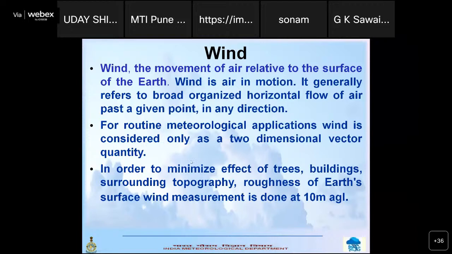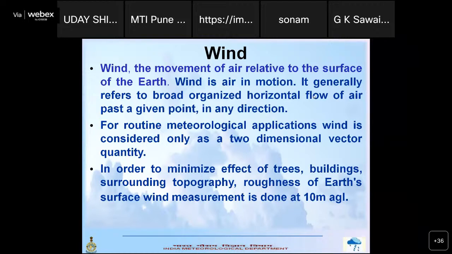And wind is also a very important factor for surface observation. Wind is a very important factor in aviation operation, because you know, aircraft landing and takeoff always take place against the wind direction.